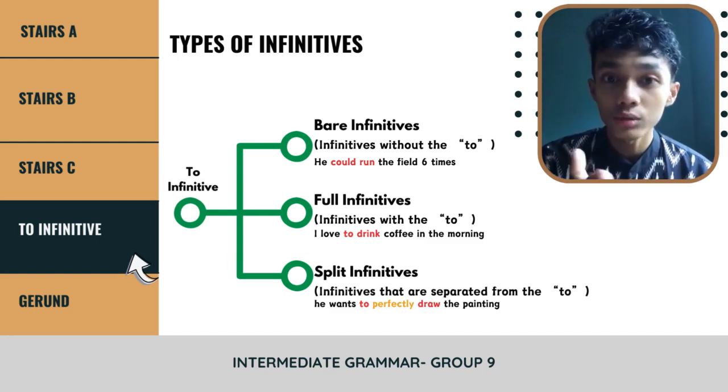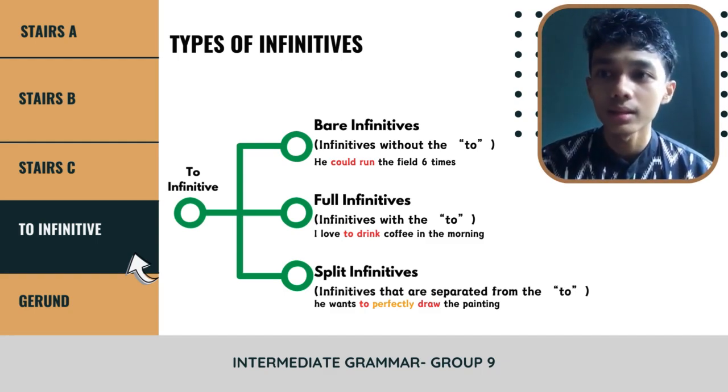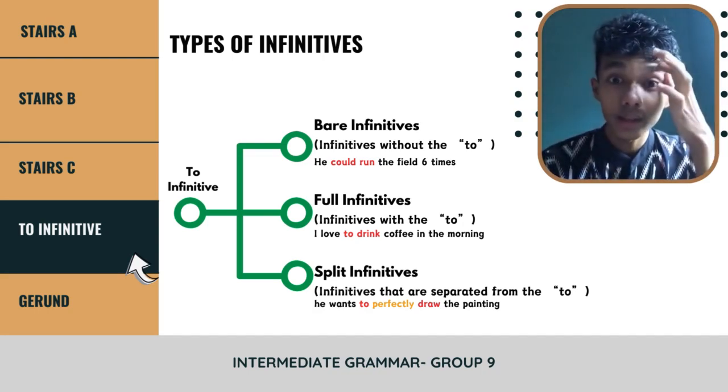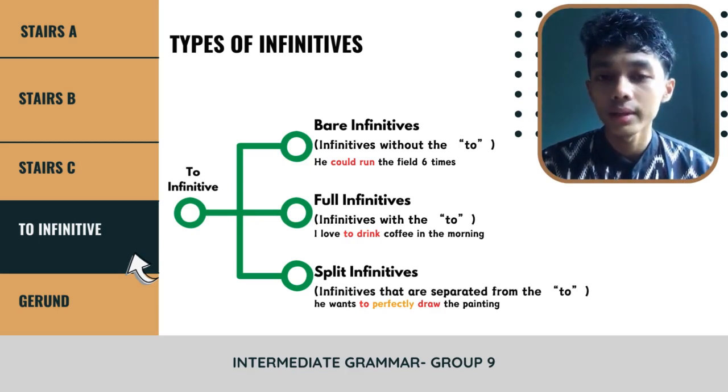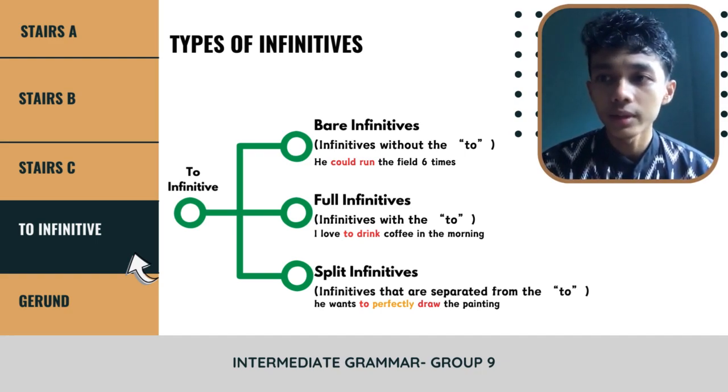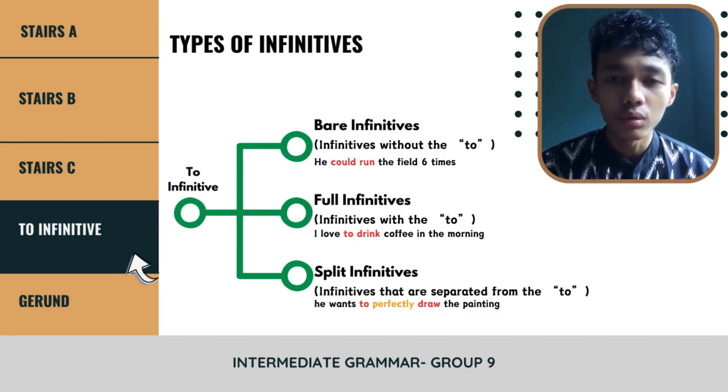So to run, to dive, to see, and you put it in a sentence. For example, I love to drink coffee in the morning. So you could see that the to drink right there is the full infinitive in a sentence. And the last one is the split infinitive. So these are infinitives that are separated from the to.